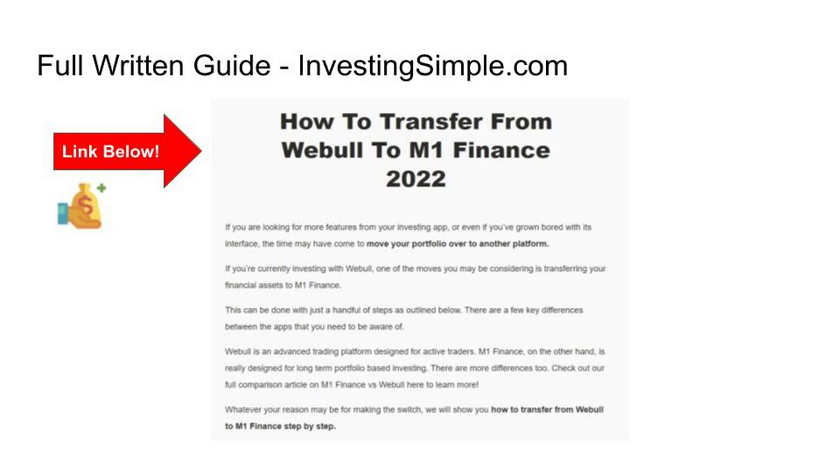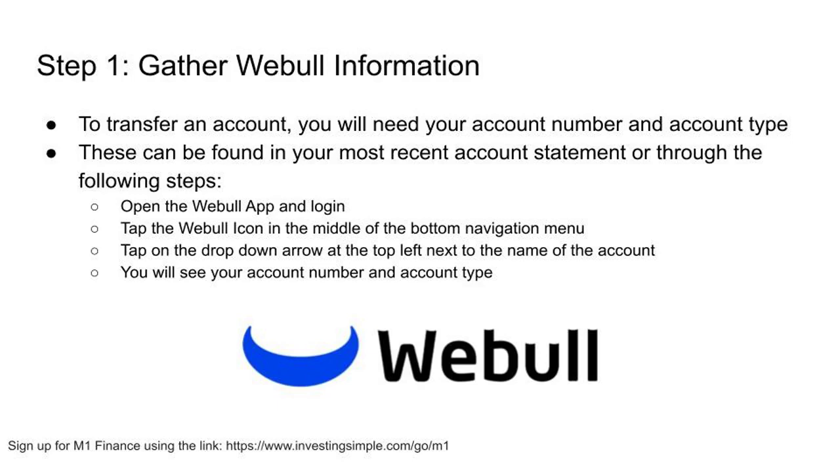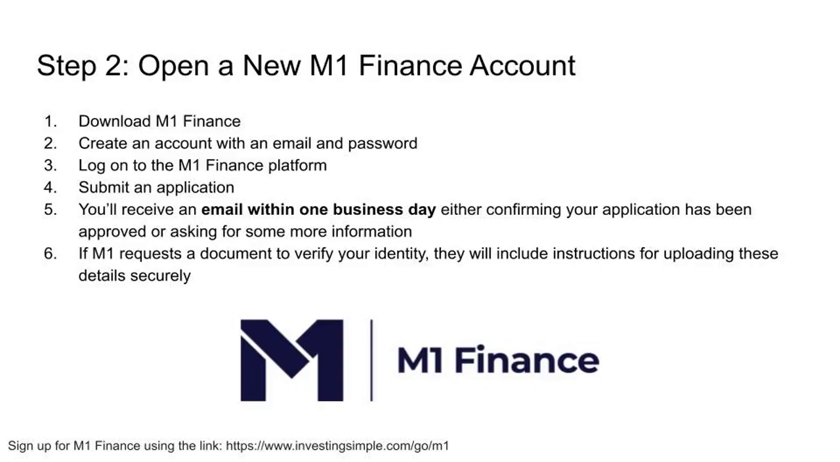Let's dive right in. The first step is to locate your Webull account number and account type. In order to initiate the transfer, you will need this information. Locating your Webull account type and number is easy. This information can be found by logging into the app and following the steps on screen. After you have copied down your account number and type from Webull, you are ready for the transfer.